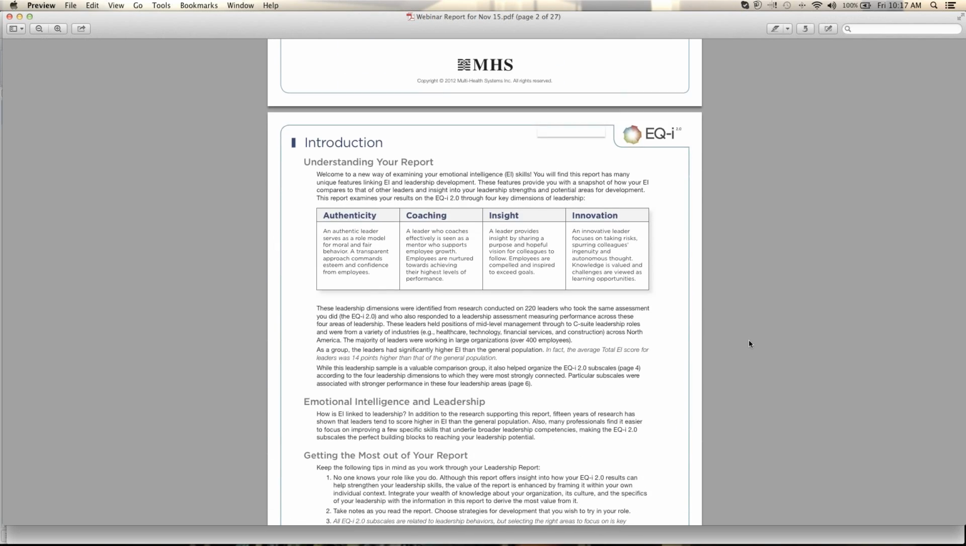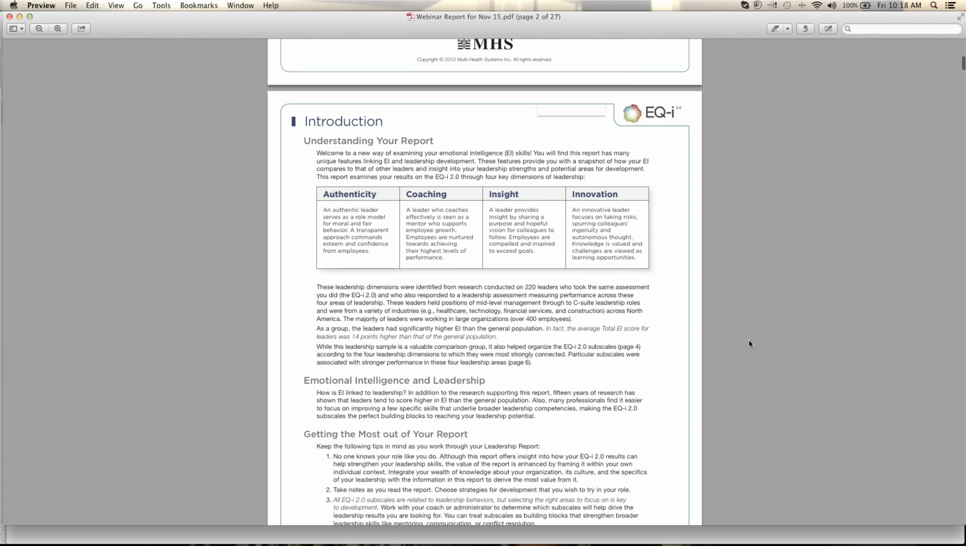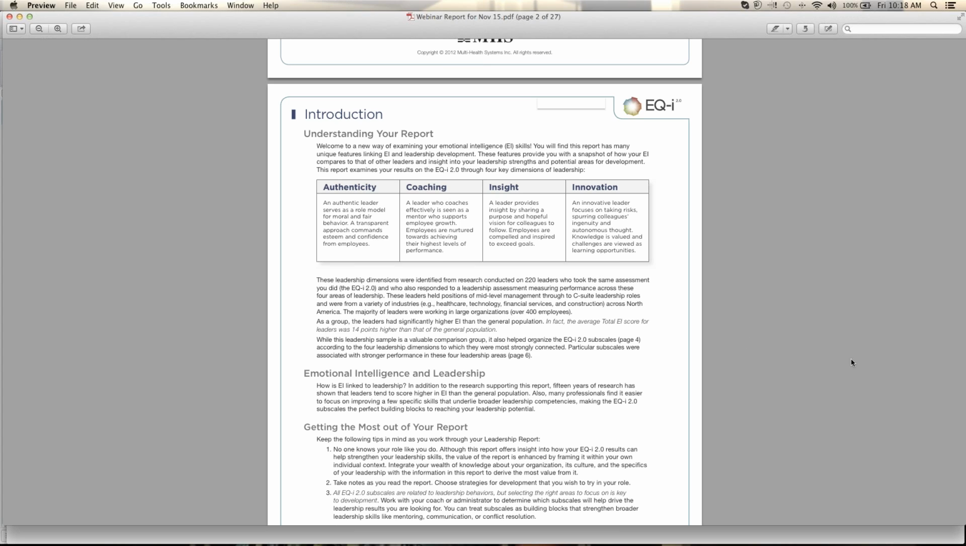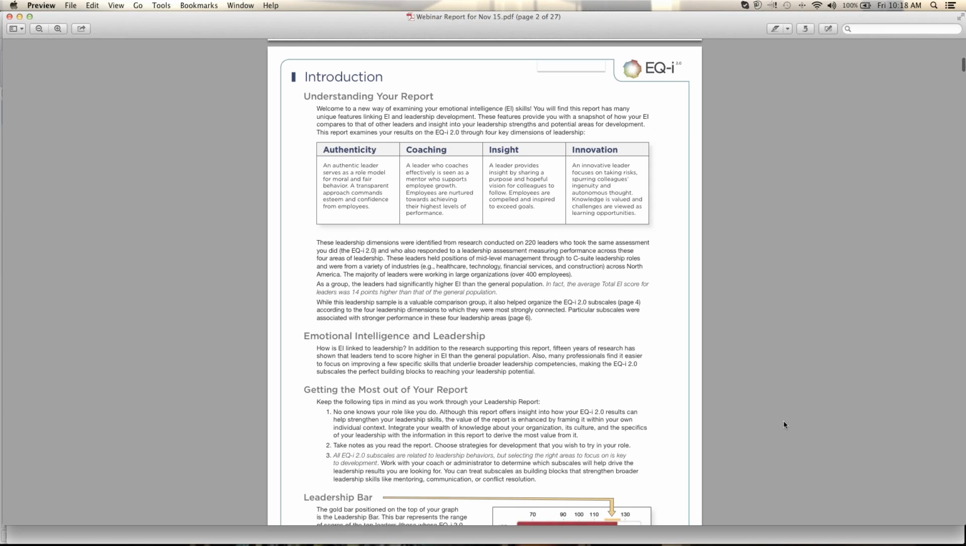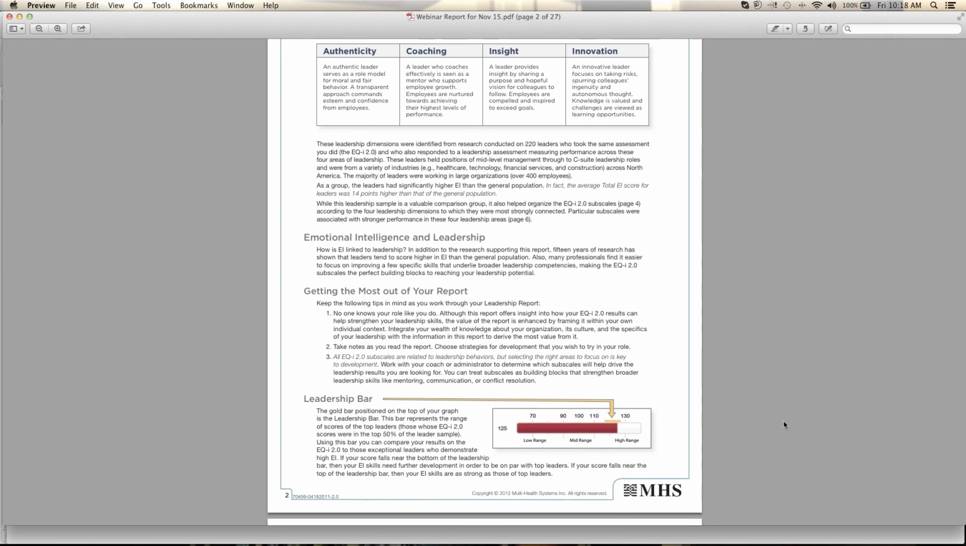Here is the model that I was talking about previously, and I'm sorry that I did not notice that I was not showing the screen to you. Here's the transformational leadership model of authenticity, coaching, insight, and innovation. It's a great little model, and we actually have correlates with the various 15 EQ competencies. What I would recommend is that you continue to type in your questions and comments, and I'll come back and answer those at the end of taking a walk through the report.